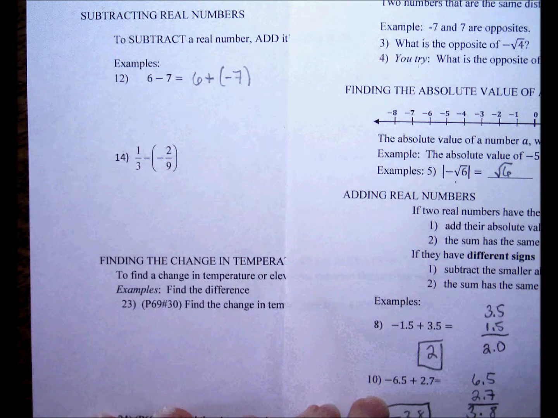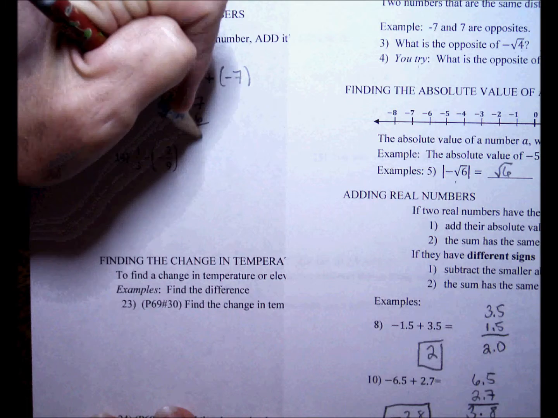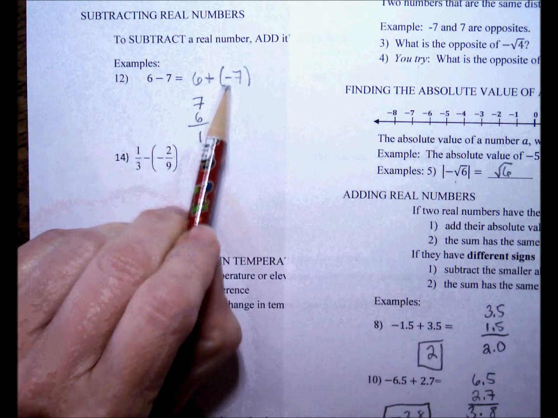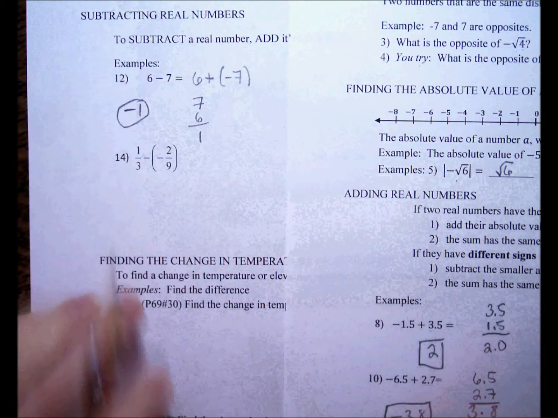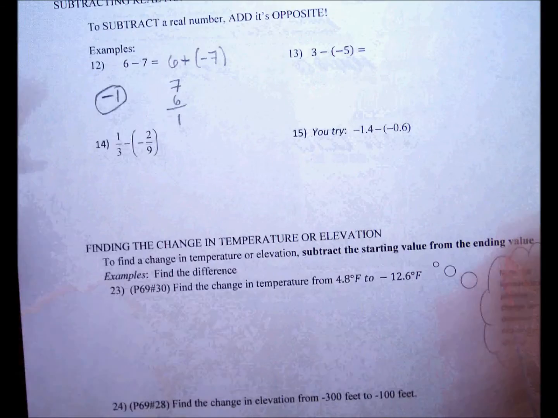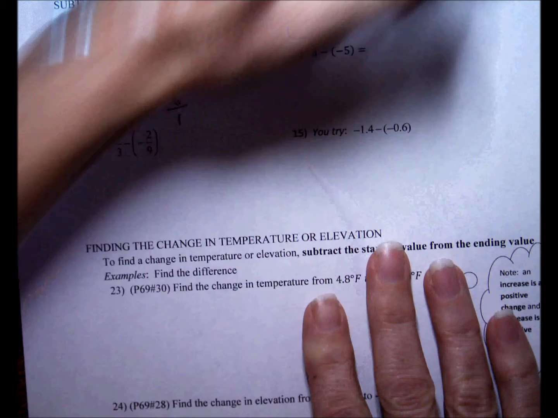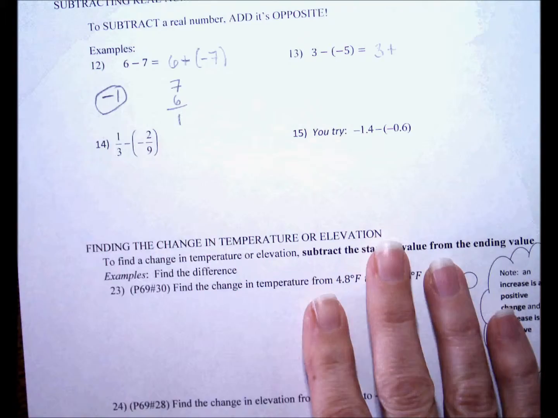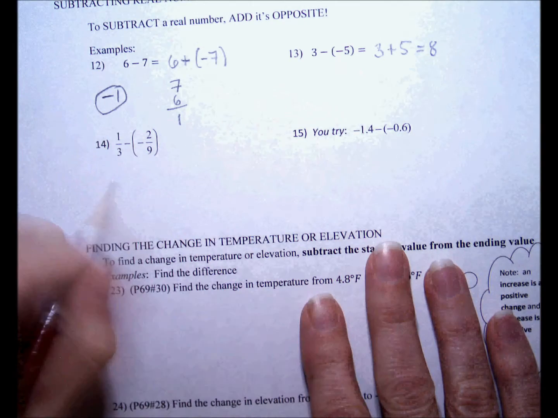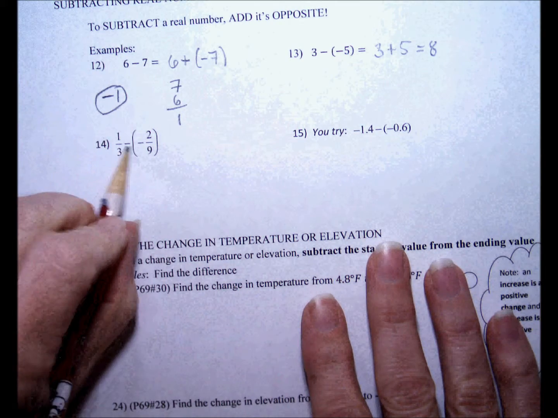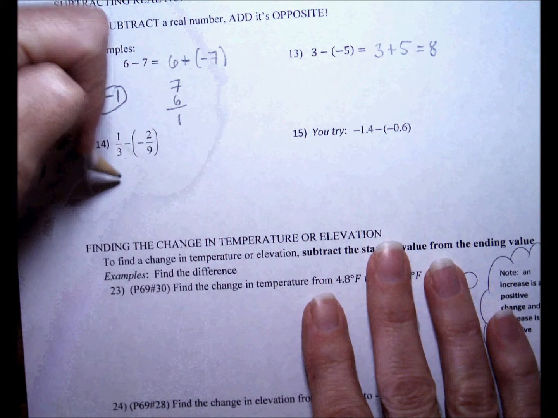I'll put them over here, our rules. So if we're adding two numbers with different signs, remember we subtract the smaller absolute value. That gives us 1. The larger absolute value had a negative, so our answer is negative 1. Here, 3 minus a negative 5. If we add the opposite, well, the opposite is positive 5, so that's just 8.